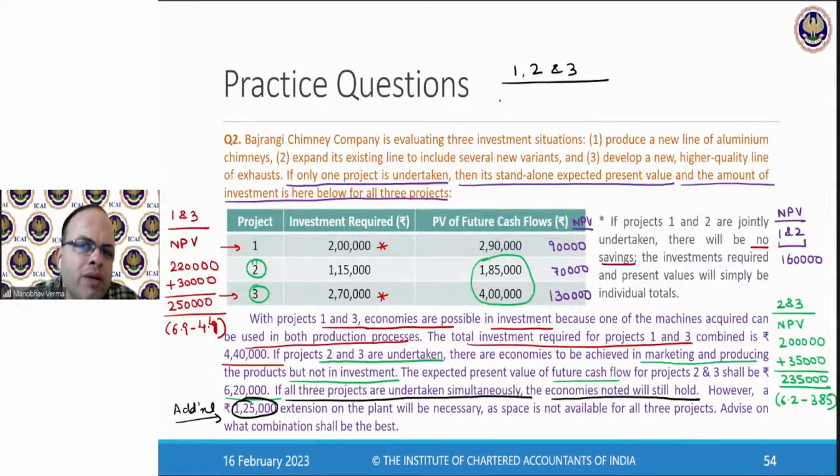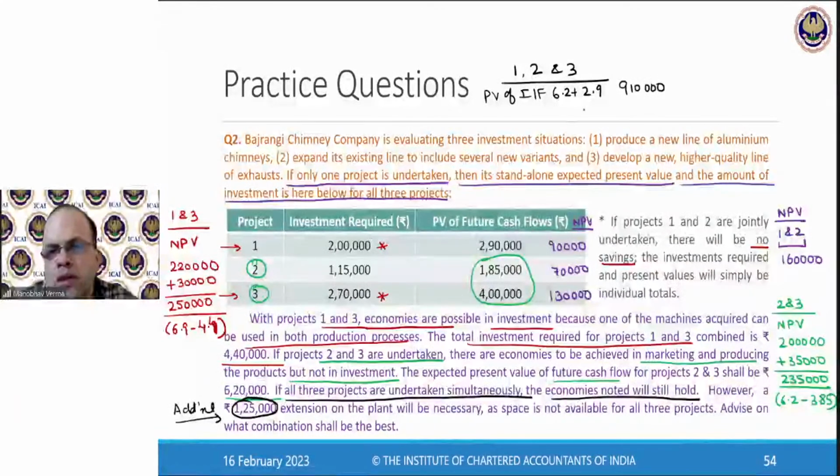So if economies will still hold, what will be my present value of inflows, guys? 6,20,000 for 2 and 3. And project 1, there was no economy. So 2,90,000. So 6,20,000 plus 290, that means 9,10,000, if you're taking 1, 2, and 3 all together.